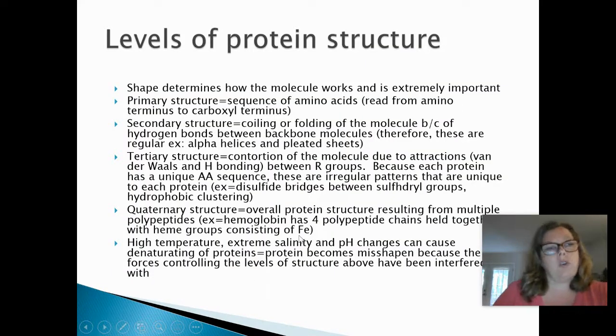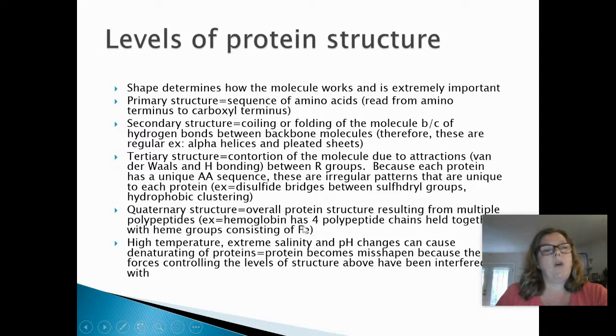And then the quaternary structure is the overall protein that results from the fact that many proteins are actually not a single chain of amino acids, but multiple. And that's what you were seeing in that slide. Hemoglobin actually has 4 polypeptide chains held together. By the way, the term polypeptide refers to protein every time you hear it, because remember that the peptide bond holds together the proteins, right? So a polypeptide is a chain of molecules held together by peptide bonds. You have 4 polypeptide chains, and they're held together with something called a heme group that has iron in it.